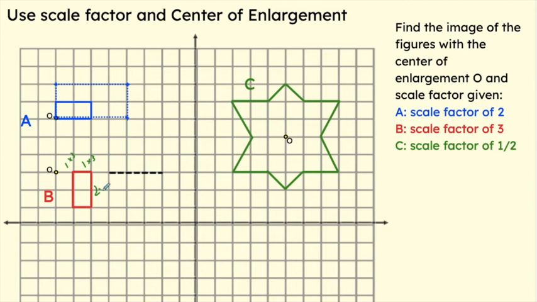Okay, and so our new one needs to be 2 times 3 is 6. So 1, 2, 3, 4, 5, 6. Okay, and we could connect our rectangle now. We can see that it's clearly a rectangle. Okay, so we have 2 sides. That's good enough to go. All right.